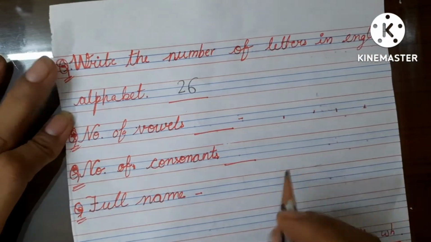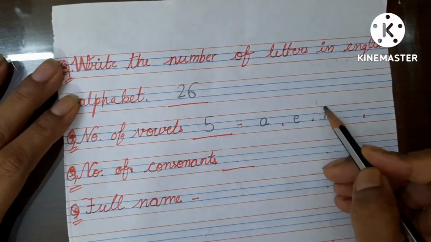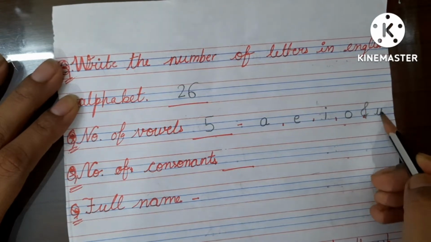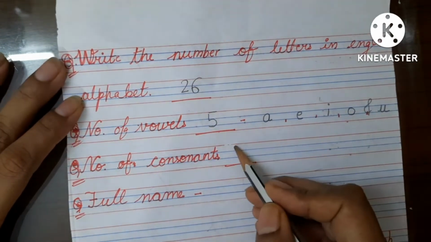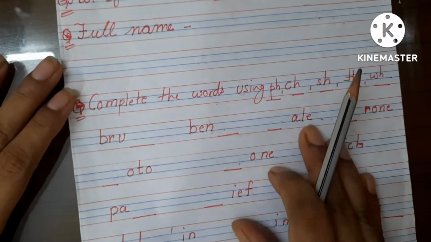Number of vowels, 5, that is A, E, I, O and U. Number of consonants, 21. Then the full name of the child.